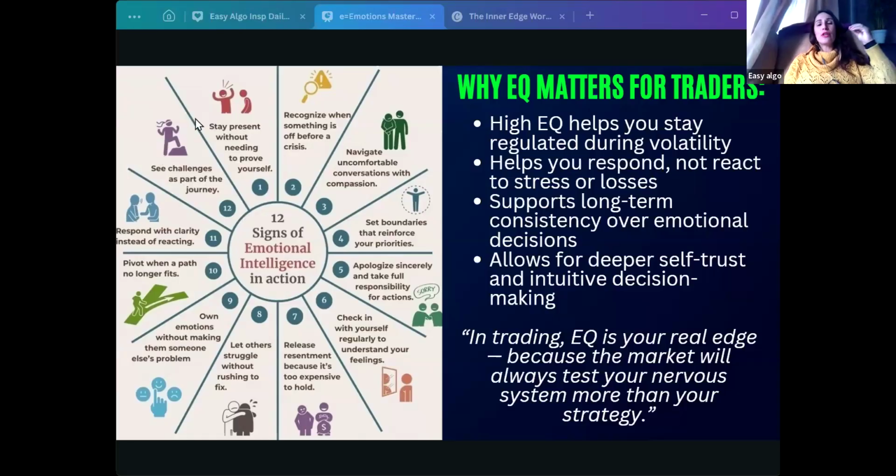And EQ truly matters in trading because, like I said, we're dealing with uncertainty, risk, volatility, performance pressure, right? All of these things are going to come in. EQ allows us to actually stay calm, to navigate, to move between, to be the eye of the hurricane. Okay, so it is vital. It is not a soft skill like I've heard a lot of people in the industry talk about.